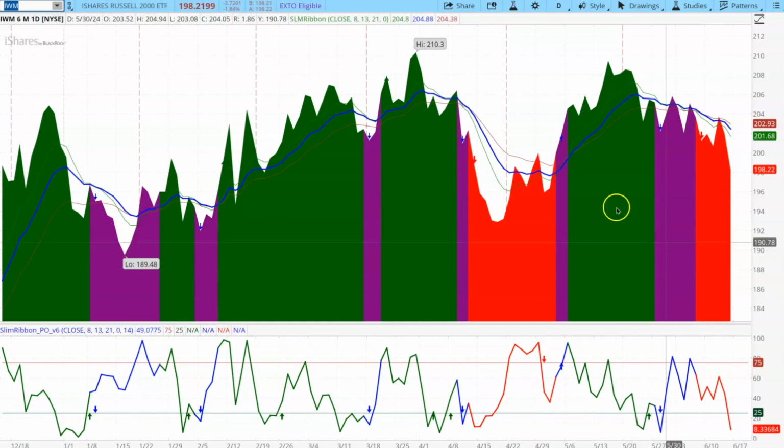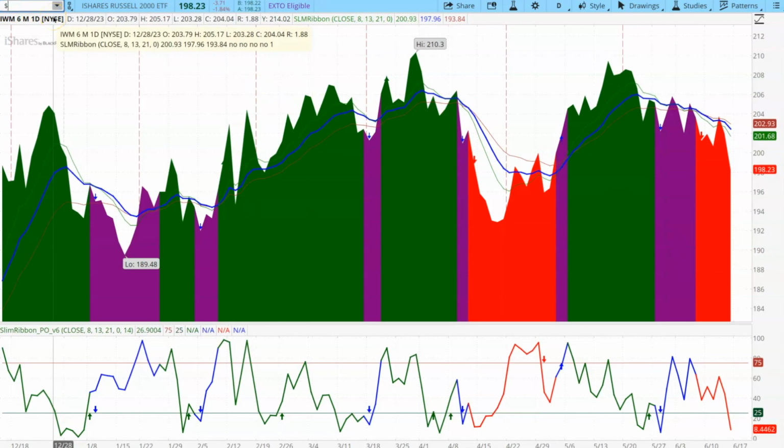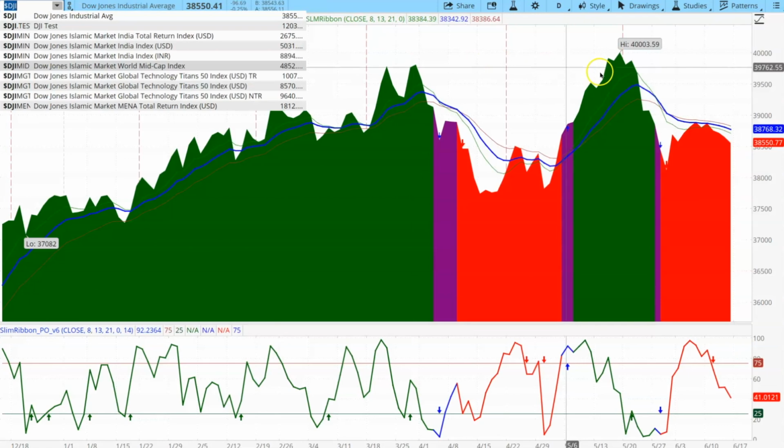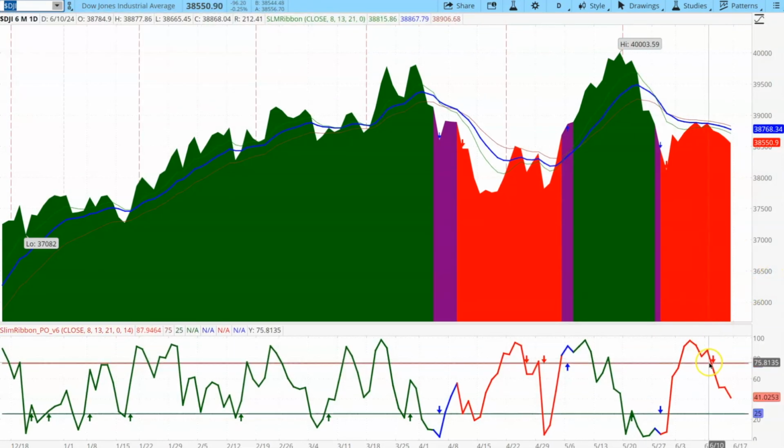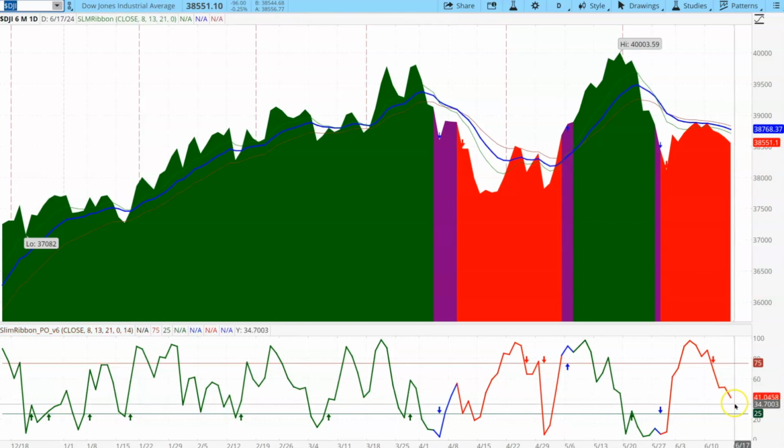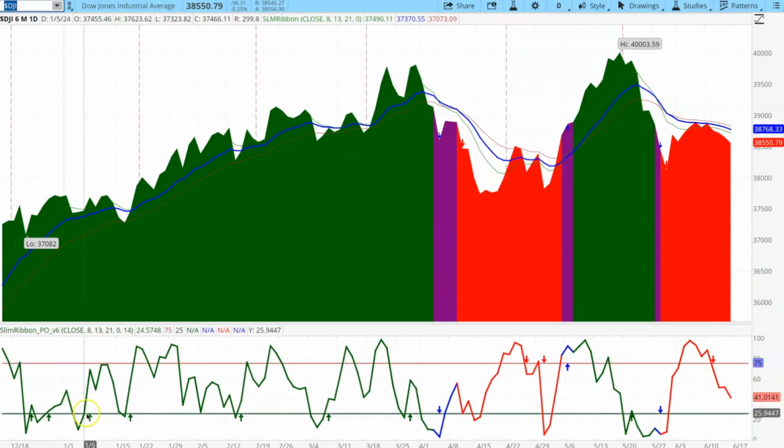So we have that negative condition in the IWM. And then look over here at $DJI, the Dow. You can see the Dow is also quite negative, even giving you that downside resumption on June 11th, telling you that it was likely to continue to the downside, and that's really what we have. You can see how positive it was, with all these great signals for the long side, and how this is turning negative.